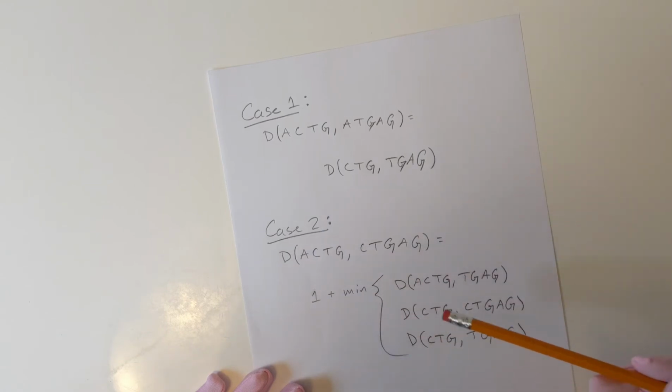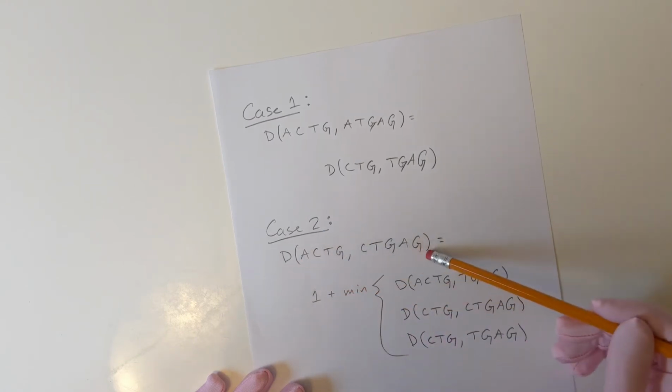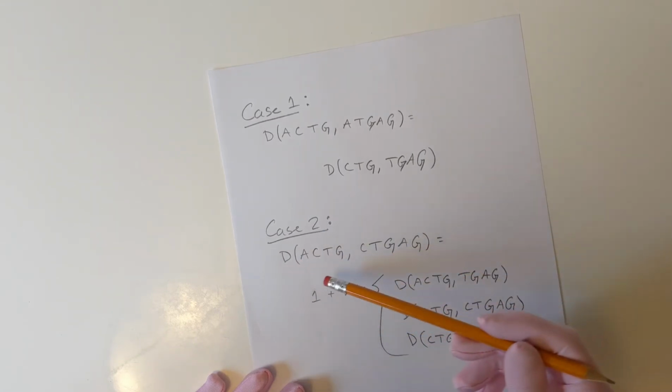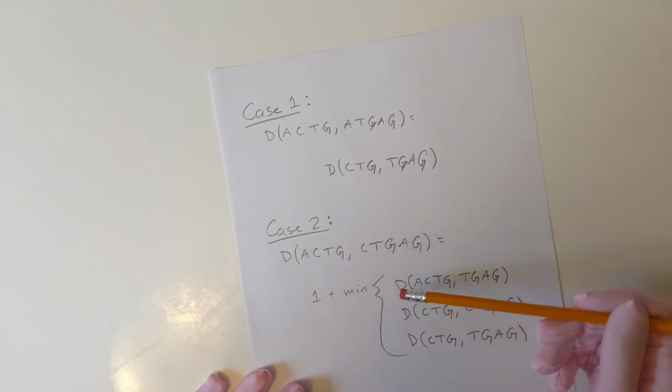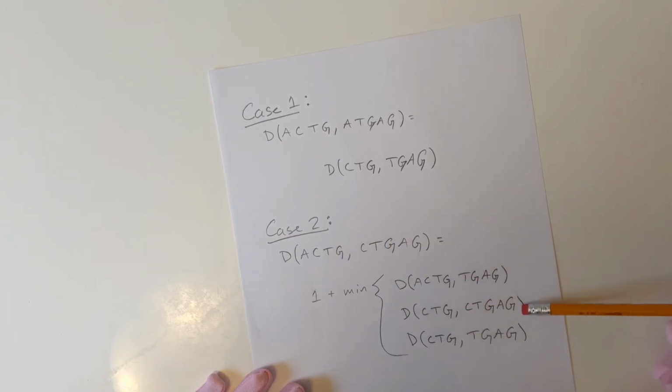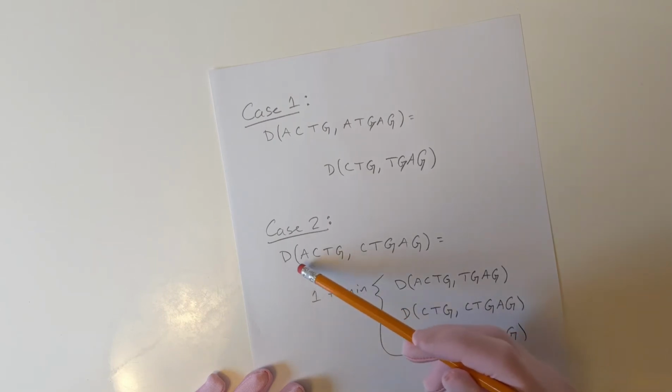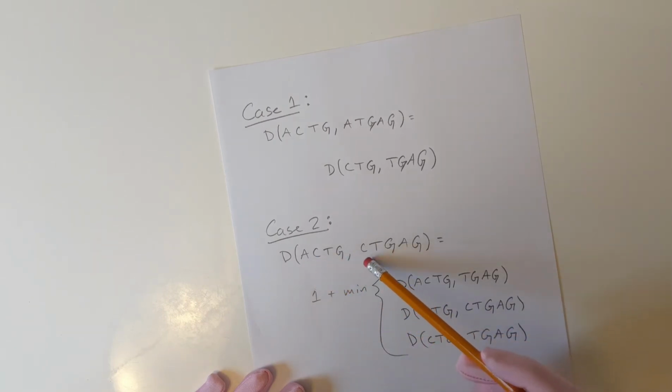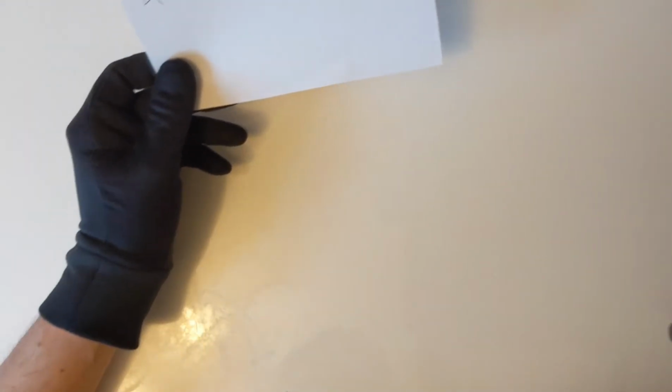So overall, the distance between this sequence and this sequence is 1 for whatever transformation I decide to make, plus the minimum of whichever of these is the smallest. And that's going to give me overall the minimum distance to transform ACTG into CTGAG. It doesn't seem like we've made much progress, but in fact, we now have everything we need to solve arbitrary edit distance problems. Let's see how this works.